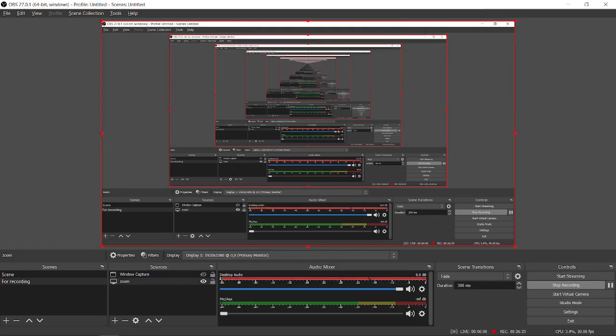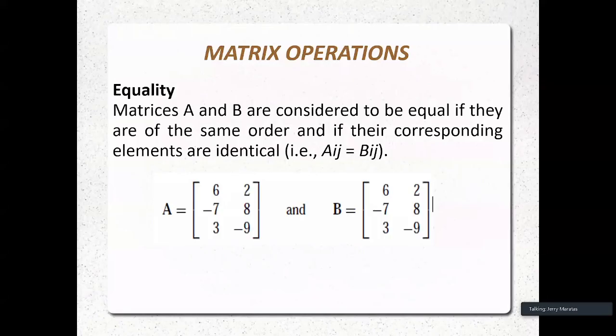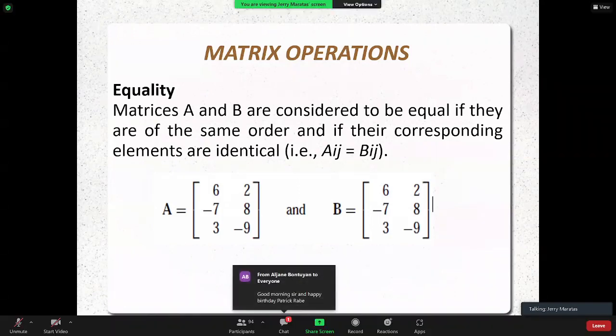So our presentation discusses the different matrix operations. In arithmetic operations, there are four: addition, subtraction, multiplication, and division. For algebraic operations, there are also four, but sometimes they argue that there are only three, so there is no subtraction, just algebraic addition.